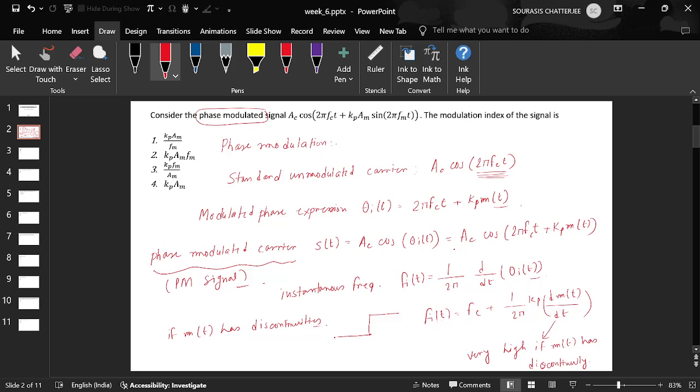So if your m(t) has discontinuities, then it will cause discontinuity in the phase of the phase modulated signal, and thereby it would result in high frequency components in the instantaneous frequency. That is not exactly related to this question, but I am finding this opportunity to explain why discontinuity in m(t) will lead to high frequency components in the instantaneous frequency. Let me introduce a new slide here.